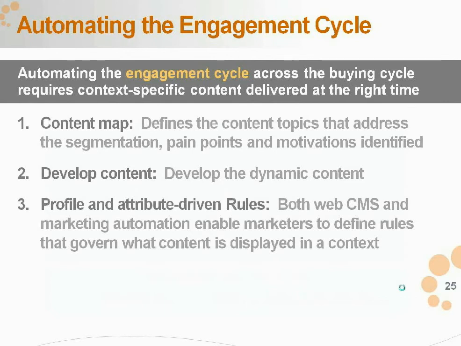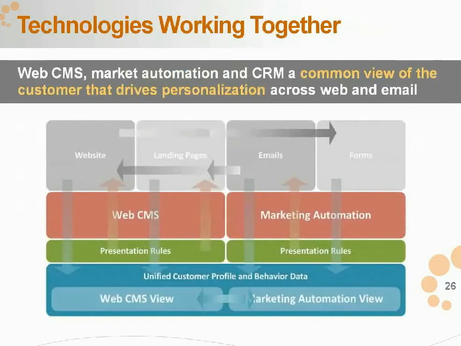So at first glance, this may be somewhat of a complex slide, a lot of moving parts, but I'll walk through it and hopefully we'll get a better understanding of the various pieces here and how they work together. If we look at the very top row, we see the gray boxes, one being website, landing pages, we've got emails and forms. These are the different mechanisms by which we're interacting with the customer.